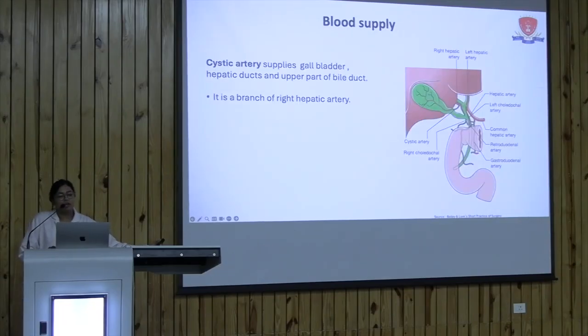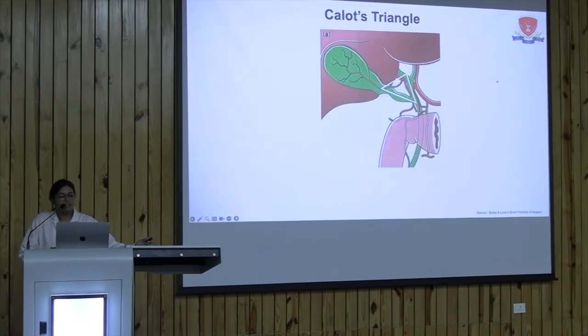Now, the blood supply of gallbladder is majorly by cystic artery, which is a branch of right hepatic artery. It also supplies the upper part of the common bile duct. Now, you must be wondering, where do we find this cystic artery? So, it can be located in the Calot's triangle, which is highlighted in yellow on the screen.